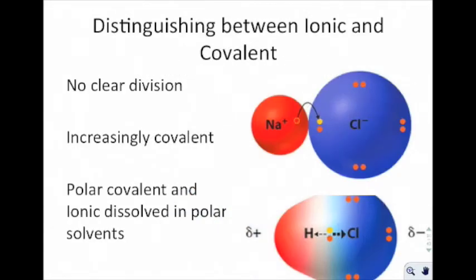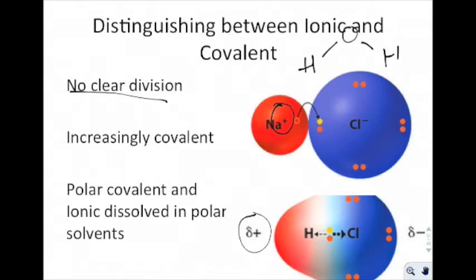Now let's review the distinguishing characteristics between ionic and covalent. The first thing that you need to realize is there is no clear division. You have to describe something as increasingly ionic or increasingly covalent. Polar covalent compounds and ionic compounds are actually both dissolved by polar substances. And the reason why is they both possess a positive charge, be it a full or a partial positive charge. So because of that, they have a lot of similarities between polar covalent and ionic substances. So for example, water is the most common polar solvent. It has a partial positive charge and a partial negative charge.